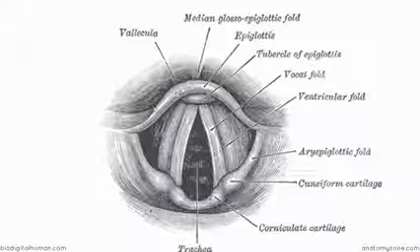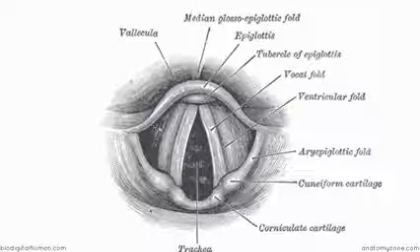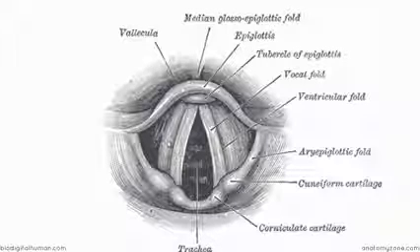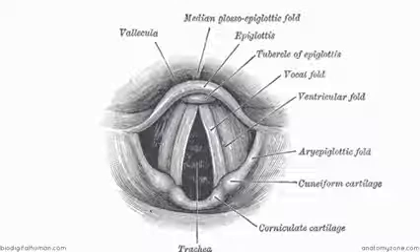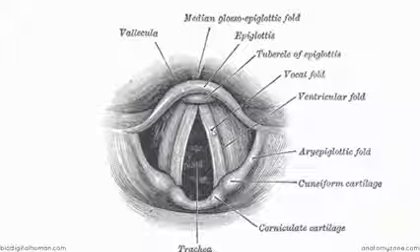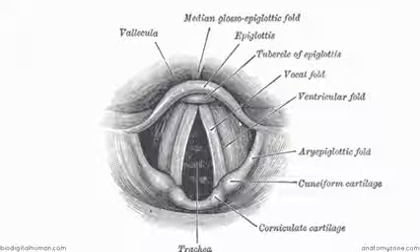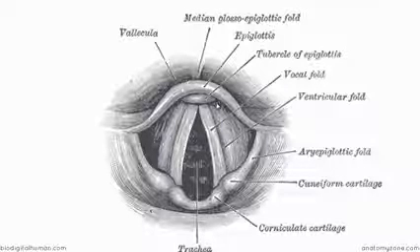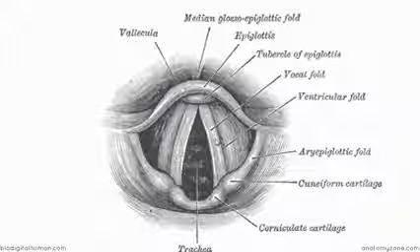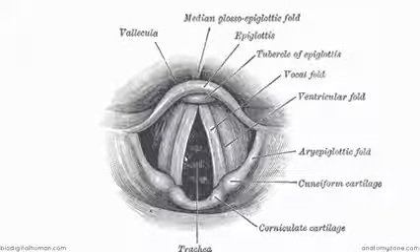So this is the laryngeal inlet that we're looking at, and the mucosa forms folds over the vestibular ligament first to form the vestibular fold. This is this fold here, and then you've got the vocal fold where the mucosa folds over the vocal ligament. The vestibular fold, which folds over the vestibular ligament, is referred to as the false vocal cord, and the vocal fold, which folds over the vocal ligament, is called the true vocal cord.